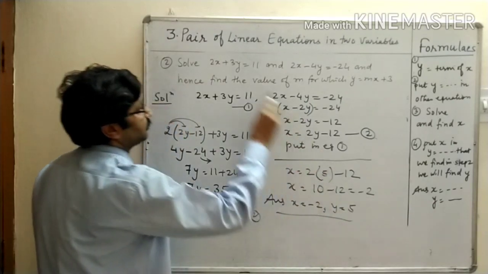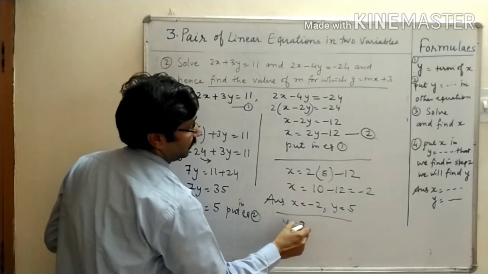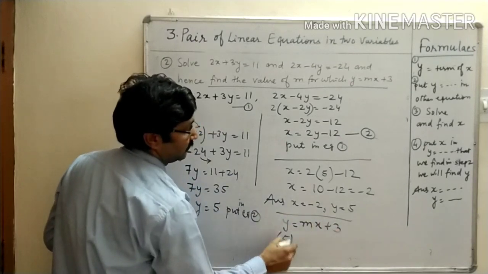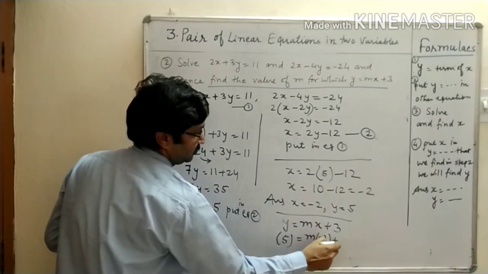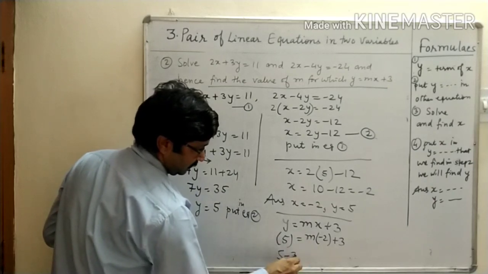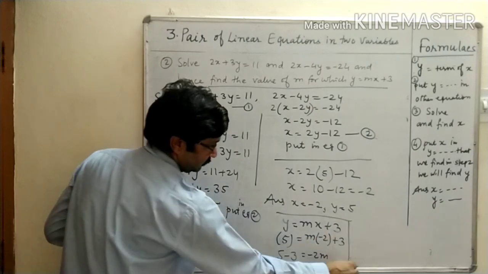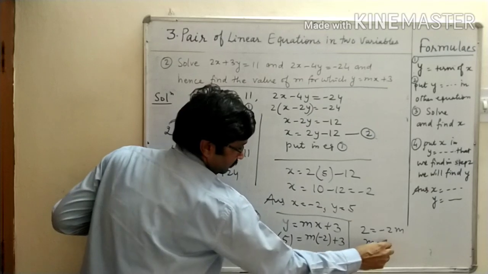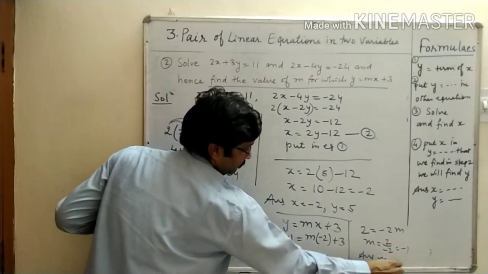Now look at some more things you have to find. Find the value of m for which this holds. So you can put y equal to mx plus 3, and in place of y you put 5, in place of x we put minus 2, and plus 3. This you have to solve. Transfer this 5 to the left hand side, minus 2m, and this will be 2. So you get 2 equal to minus 2m. So m equal to 2 upon minus 2, that is minus 1. So the answer is m equal to minus 1.